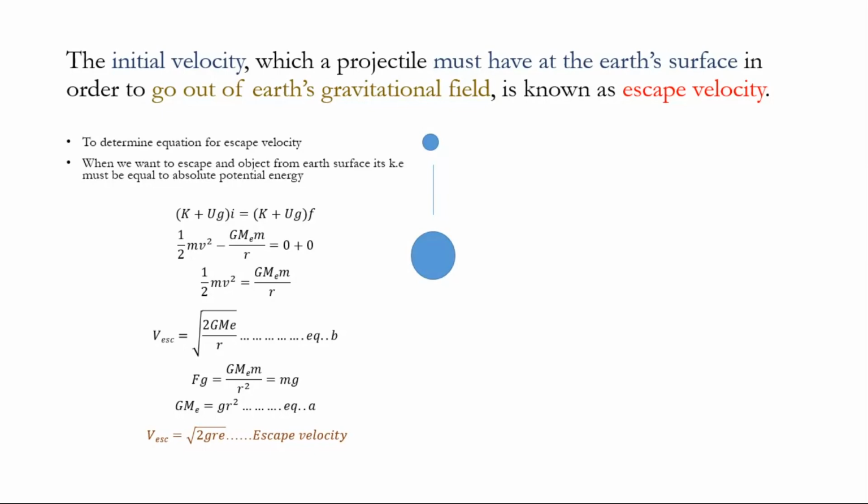According to the law of conservation of energy, the sum of initial energy will be equal to the sum of final energy. Here, K and Ug are the terms for initial kinetic and potential energy, where K and Ug again are the terms for the final kinetic and potential energy.